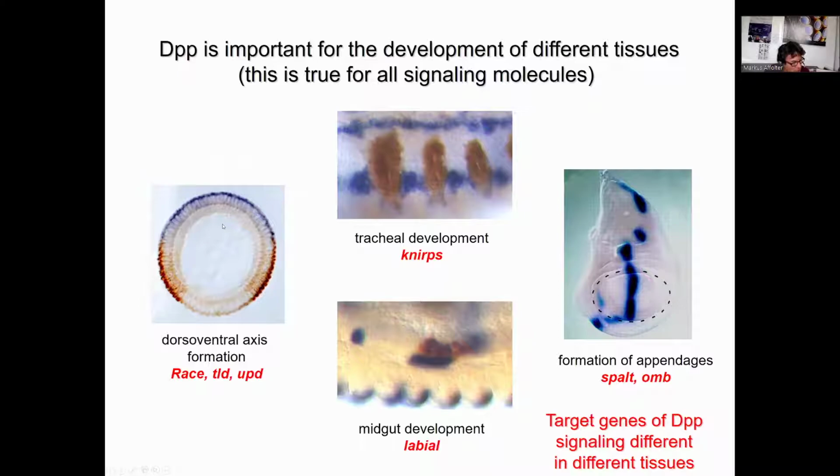So in each of these places, the early Drosophila embryo, these are the target genes: race, toloid, unpaired. In the trachea, it's KNIRPS. In the midguts, it's labial. And in the discs, the target genes are OMP, SPALT, DAT, Brinker. So in each of these tissues, DPP signaling via SMADs induces different genes.